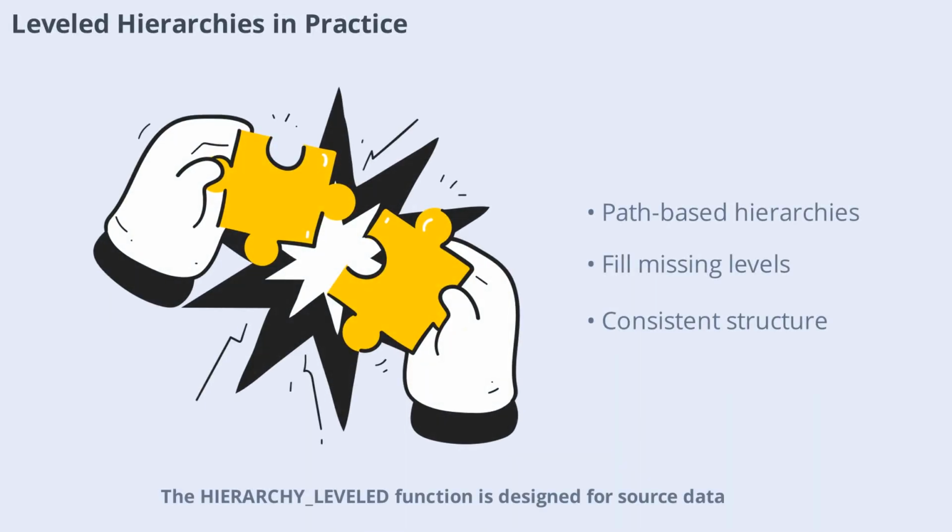The HIERARCHY_LEVELED function is designed for source data where each row defines a path through the hierarchy. This is common in address data or product categories. By processing these paths, SAP HANA can generate a complete hierarchy, filling in any missing levels and ensuring a consistent structure for analysis and reporting.